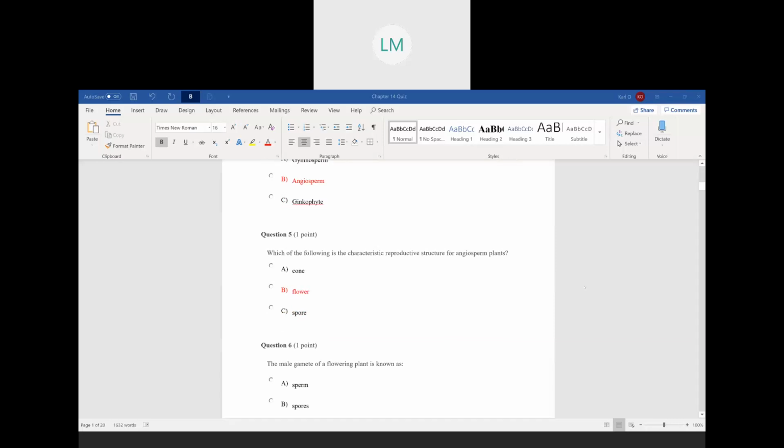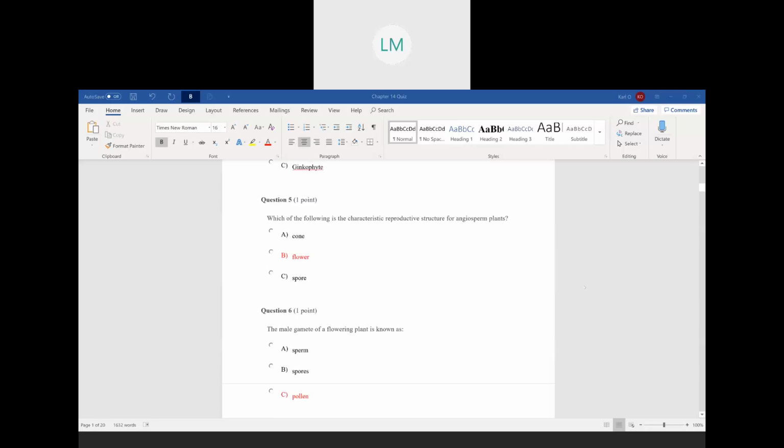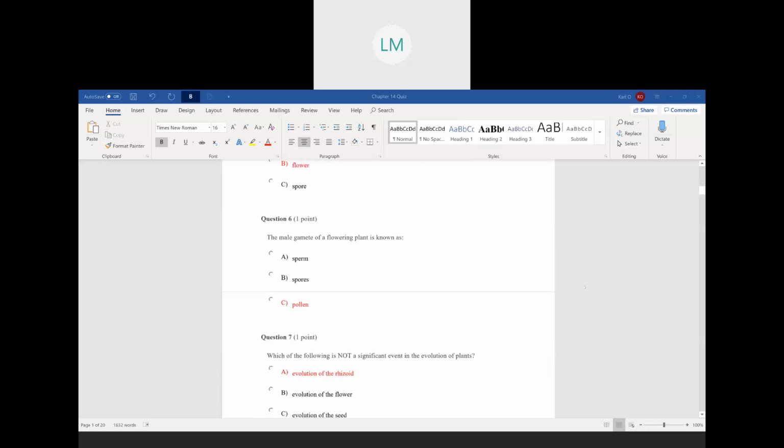Question number 5, which of the following is the characteristic reproductive structure for angiosperm plants? This is the flower. Cones are seen in conifers, which are gymnosperms, and then spores are in the non-seed plants that we talked about, the bryophytes and the seedless vascular plants. So angiosperms are defined by the presence of a flower. Question number 6, the male gamete of a flowering plant is known as blank. This is pollen. So the male gamete is the pollen.